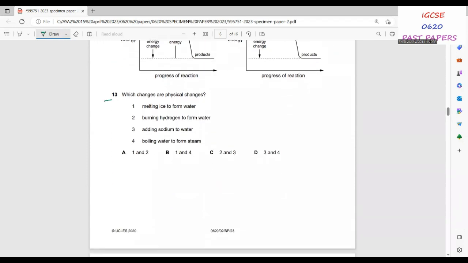Number 13. Which changes are physical changes? Number 1, melting ice to form water. This is correct. Number 2, burning hydrogen to form water. Whenever you burn hydrogen to get water, this will be a chemical change because in this, hydrogen is reacting with oxygen to produce water.